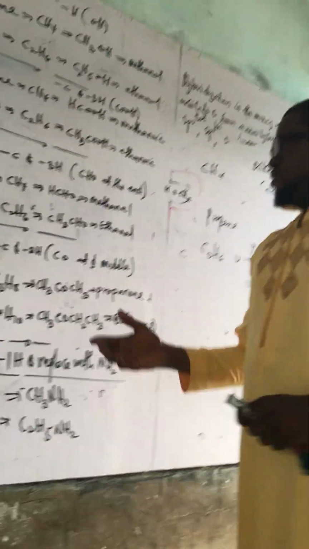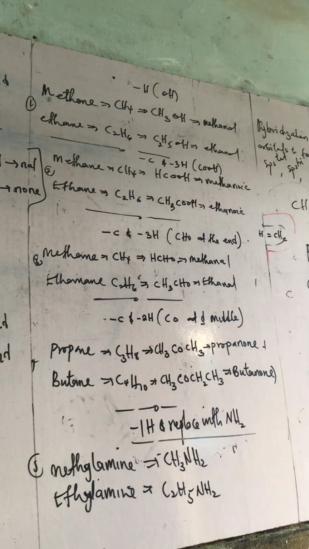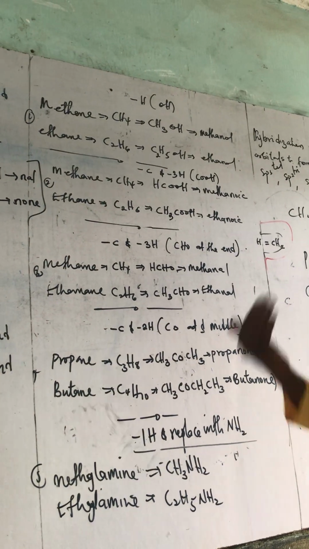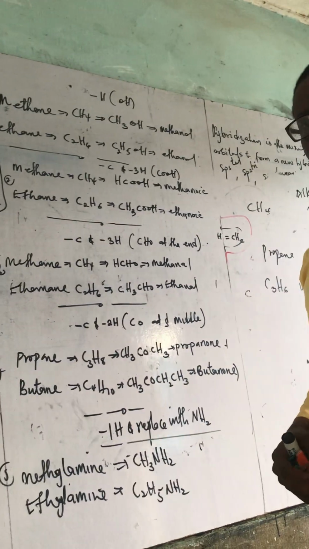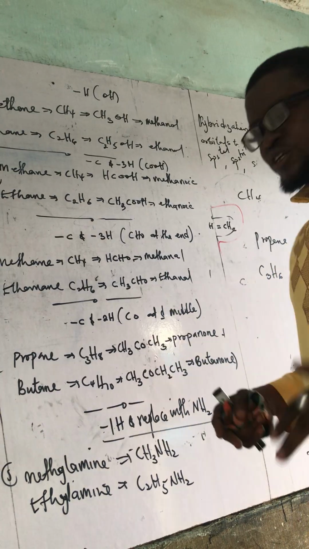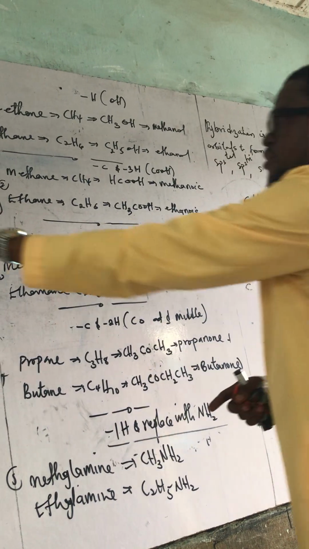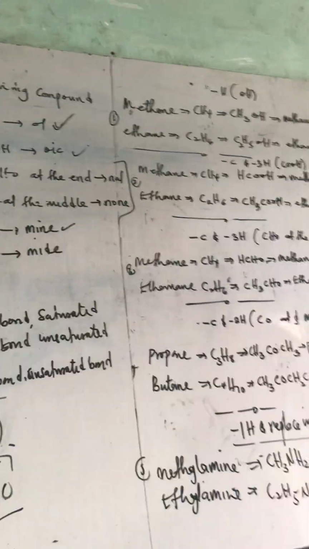Now, we are looking at ketones. In ketones we have propanone, butanone. How do we go about that? Now, go back to your alkane family. Remove one atom of carbon and remove 2 atoms of hydrogen. So when that is done, at the middle, install the functional group of ketone, which is what? CO.